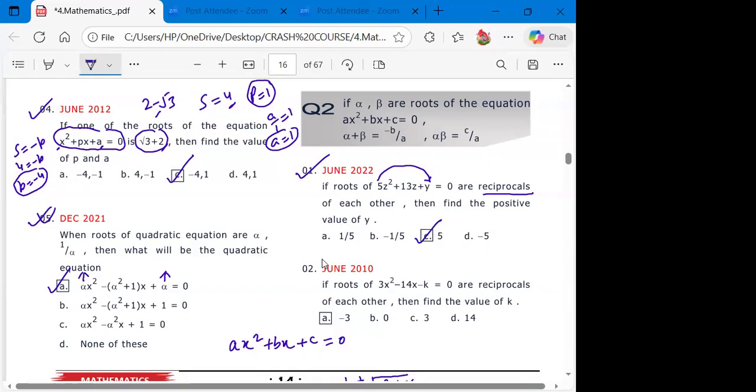Now, I think students are very smart. Once again, reciprocal. So c should be a. What is c? Be careful. So minus k equals how much? So k will be minus 3. Option A complete.